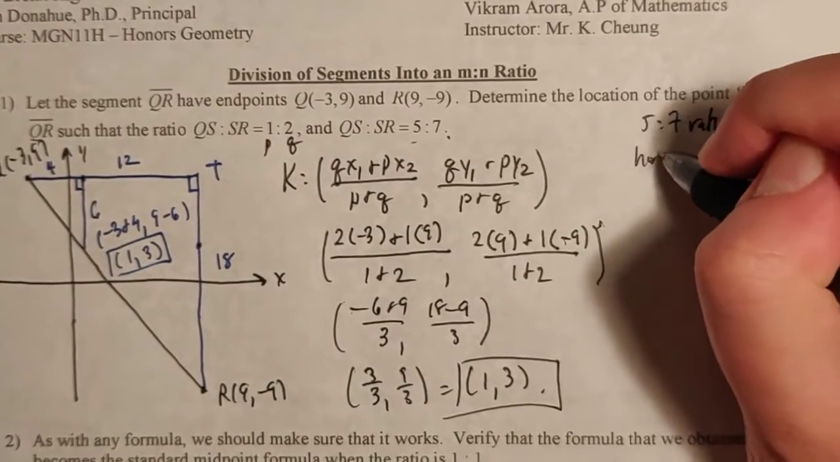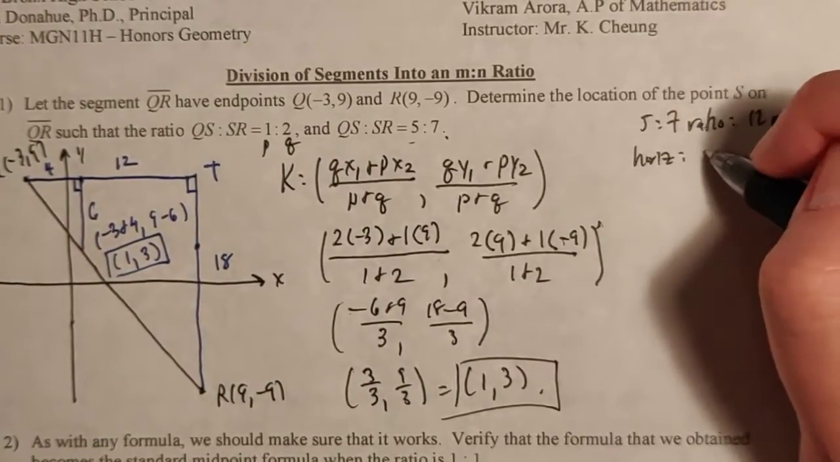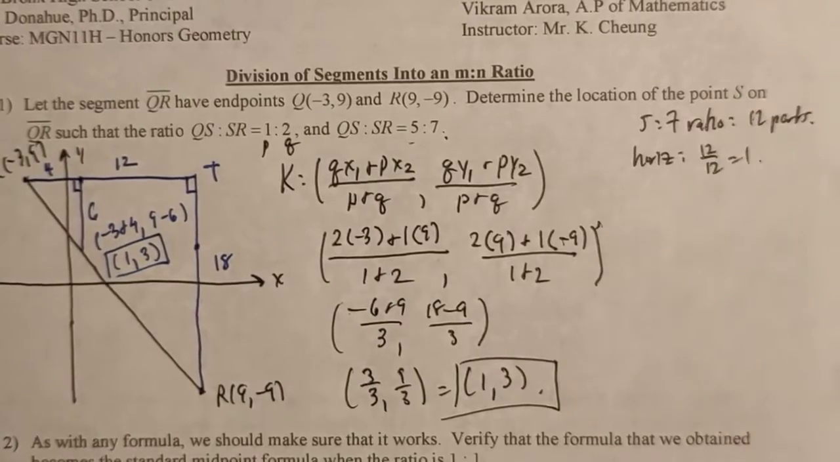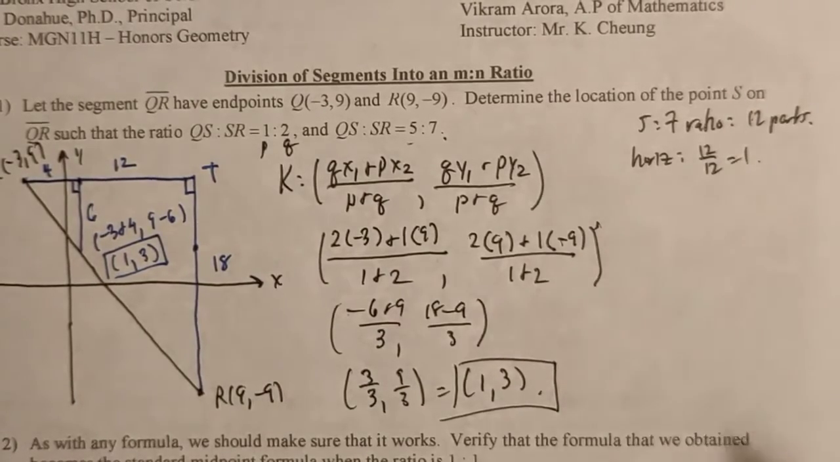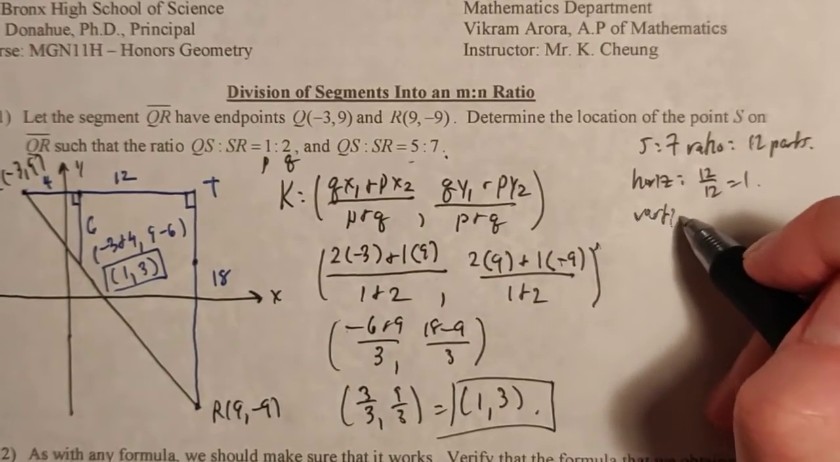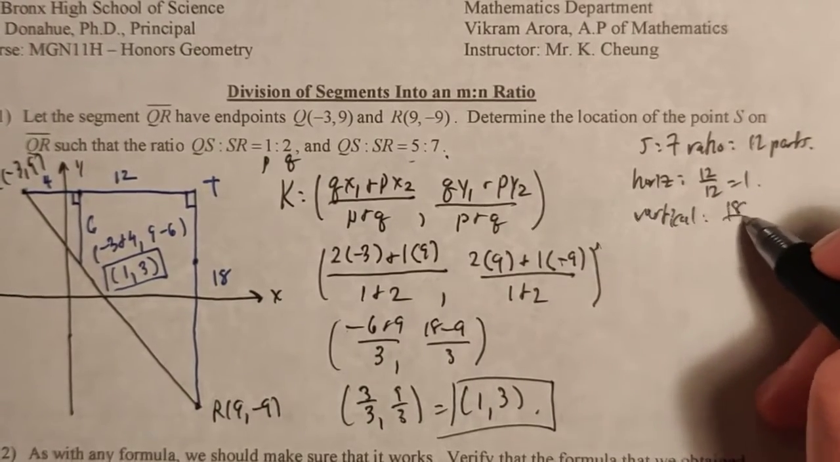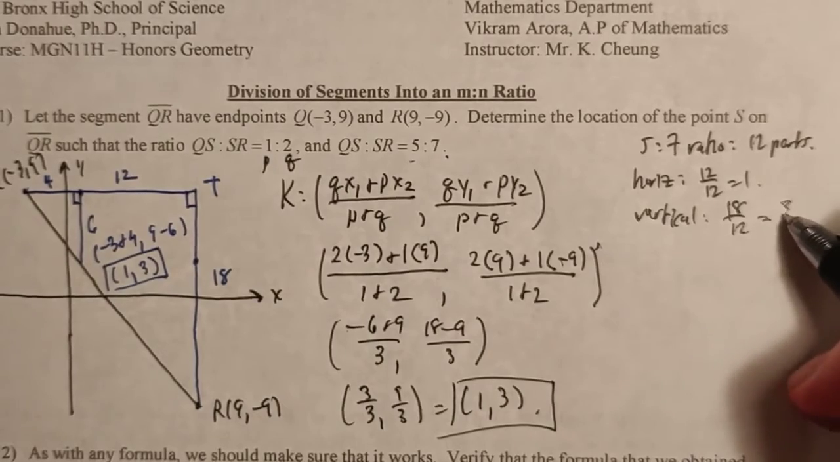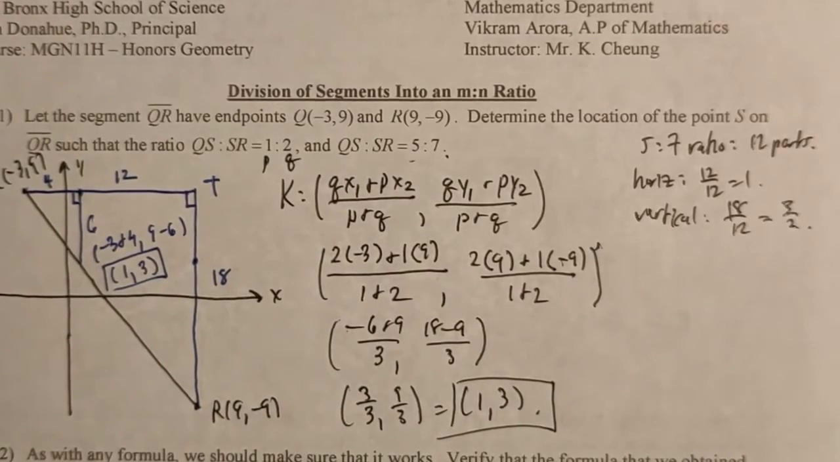So horizontally, we know our horizontal is going to be 12 parts, so 12 over 12 is just 1, so 1 portion to the right. So each step is, so we can think of it as steps. Each horizontal step is going to be 1. The vertical steps is going to be 18 over 12, which in this case is 3/2 here. Okay, so now we can go ahead and do this here.